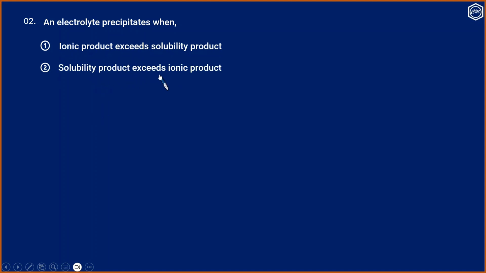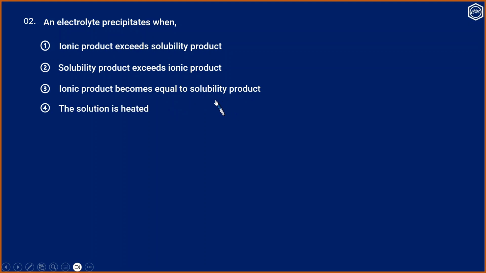Solubility product exceeds ionic product. Ionic product becomes equal to solubility product. The solution is heated. Now, an electrolyte precipitates when the ionic product exceeds solubility product. So we go for option 1. That is the correct answer.